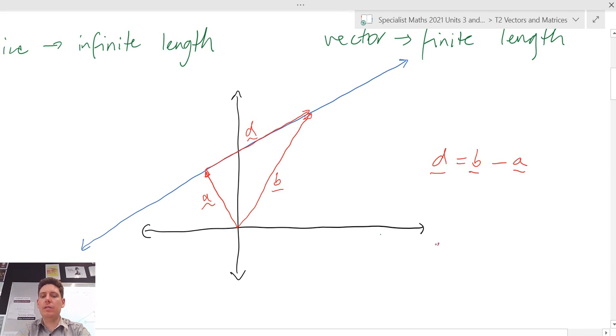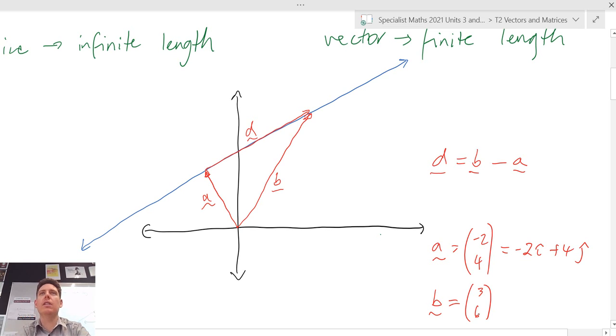So if A was, I don't know, what do you think those coordinates are? Negative 2i and 4. What do you think B is? 3 and 6. So we can express it like that or like that. Either notation is correct. I'm just going to stick with the columns because they're a bit easier. You don't have to worry about i's and j's.